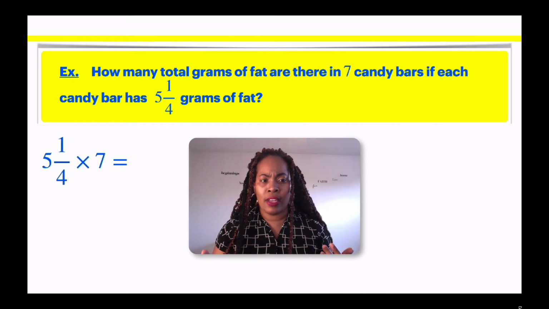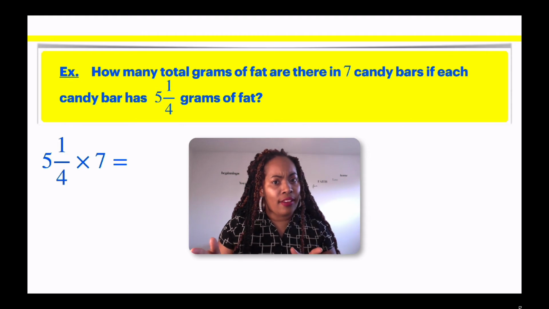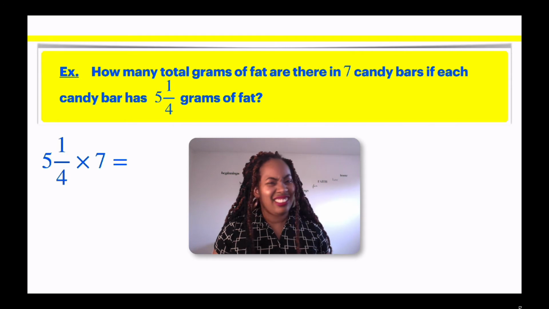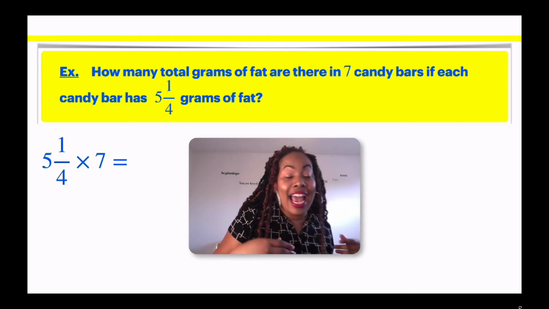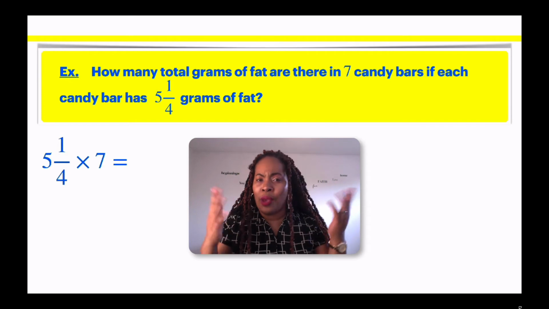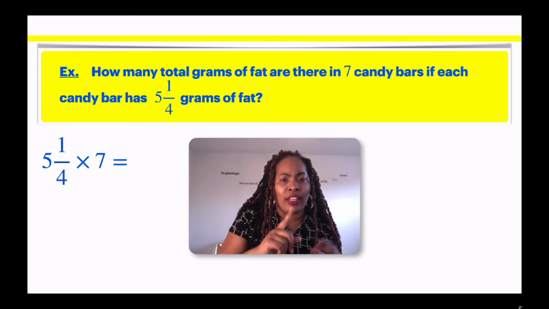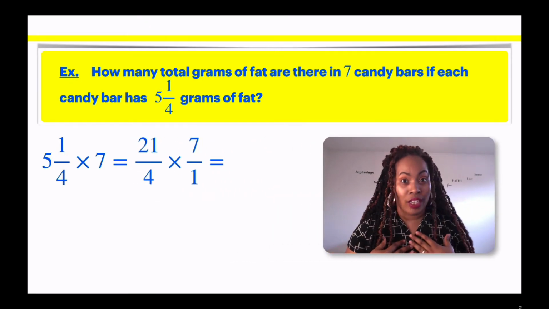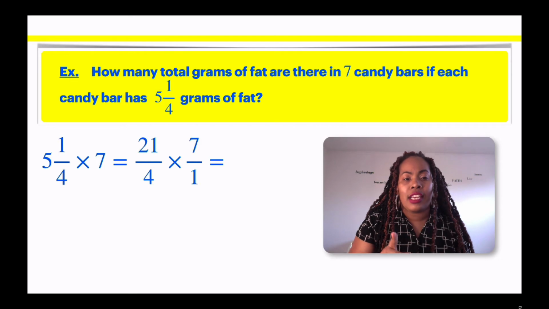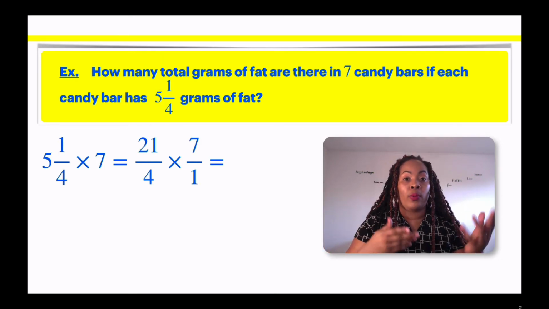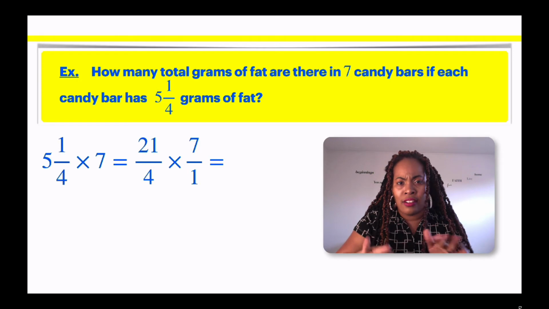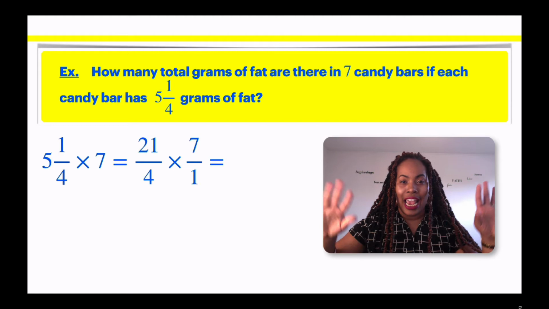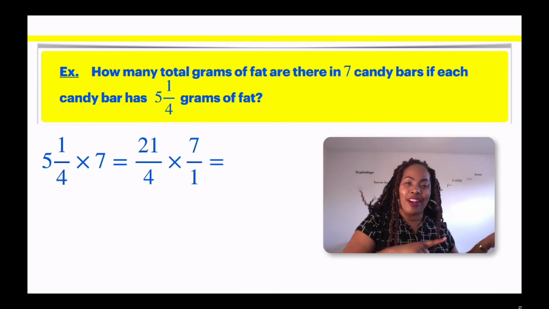Well, here we go. It's going to be 5 1/4 times 7. But remember what we said earlier. You see that mixed number right there? We don't rock with those. That guy has to go. So how do we convert it? We multiply. We say 4 times 5, that's 20. And then you add the 1, you end up with 21/4. Now that we can work with. 21/4 times 7 over 1. And remember, we said that every whole number as a fraction is over 1, right? So now it's simple. All we have to do is multiply straight across.